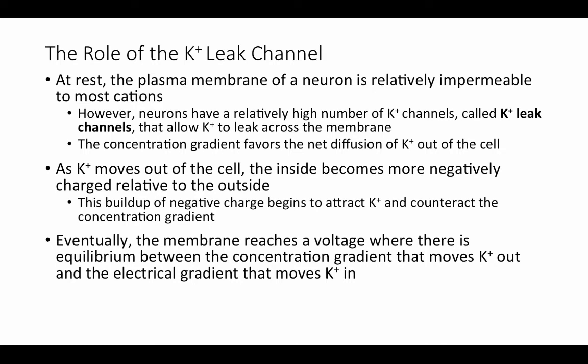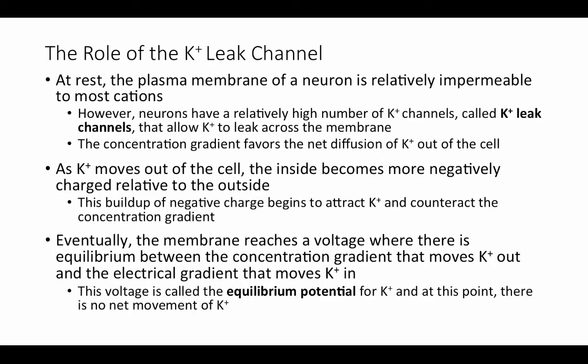And eventually, the membrane is going to reach a voltage where there is equilibrium between the concentration gradient that moves potassium out and the electrical gradient that moves potassium in. So remember, at equilibrium, an equal number of ions are moving out as move in. And this voltage that results at the equilibrium point is called the equilibrium potential for potassium ions.